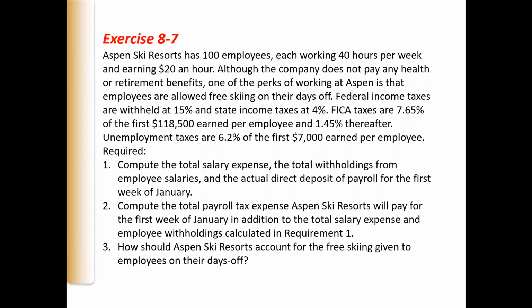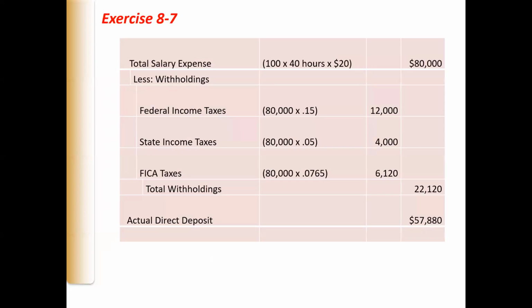So we basically need to compute the total salary expense, the total withholding from employee salaries, and the actual direct deposit of payroll for the first week of January. Then we'll compute the total payroll tax expense that Aspen will pay for the first week of January, in addition to the salary expense and employee withholding. And then we're going to talk about how Aspen should account for the free skiing.